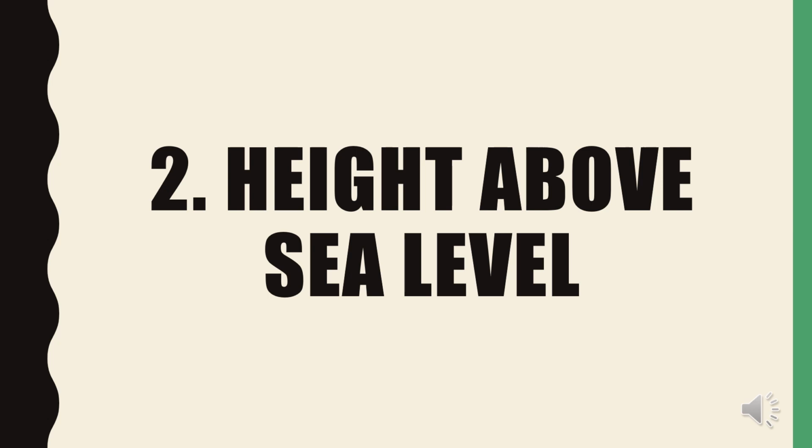Number 2, height above sea level. The place which is higher in height than the sea level is called the altitude of the place. The temperature of the air decreases with increase in altitude. This is why mountainous areas like Himalayas have cold temperature and are covered with snow throughout the year.